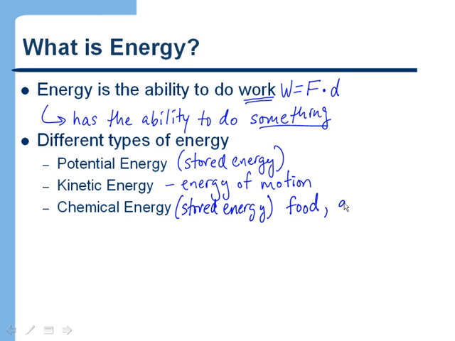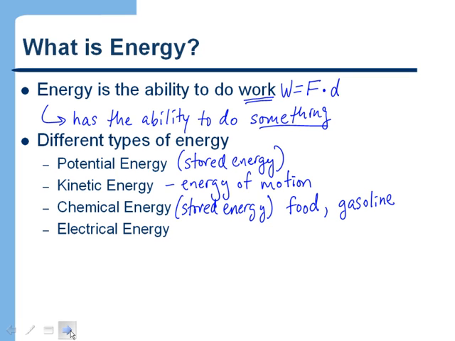Another example would be gasoline. So gasoline has chemical energy, so that when we put it in our car, the car can take that energy and convert it into kinetic energy. And that's one of the important things that we're going to talk about, that energy can be converted from one type to another. So our bodies and our cars take chemical energy and convert that into different types of energy.